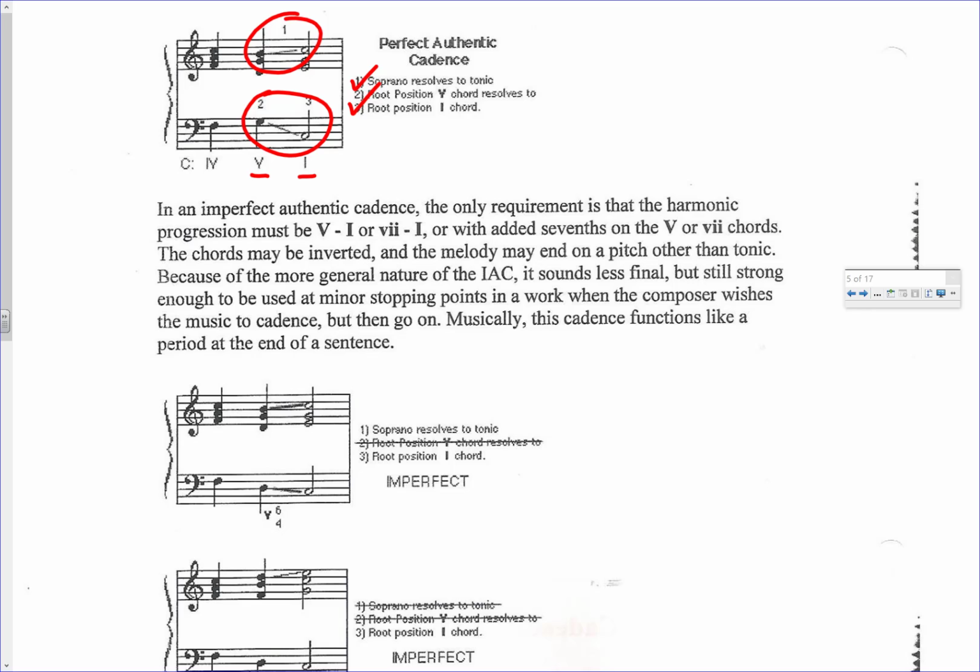Listen again. That's the 4 chord. Next one up is a 5-6-4, going to a 1 in root position. So, does the soprano resolve to tonic? Yes, it does. However, the root position 5 chord does not exist. It's a 5 chord in inversion. Although we have a root position tonic, we cannot call this a perfect authentic because it's not 5-1, it's 5-6-4 to 1. So that's an example of imperfect.